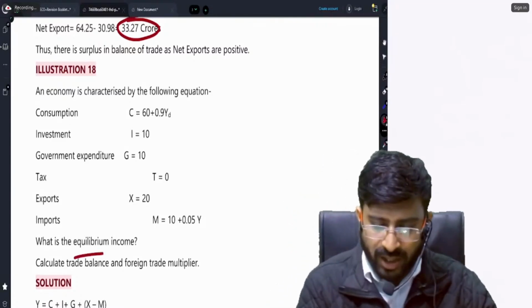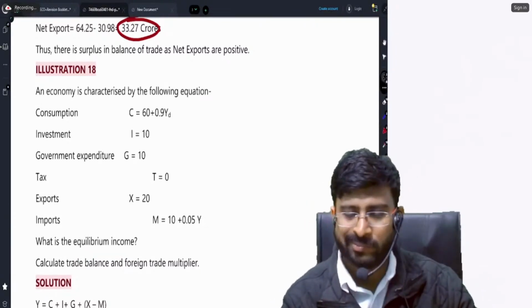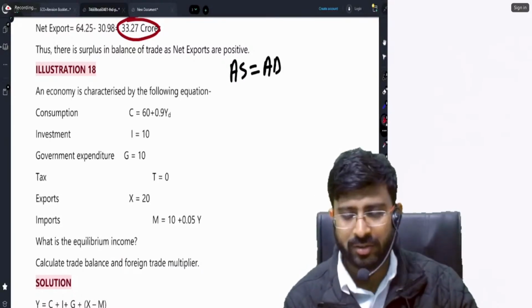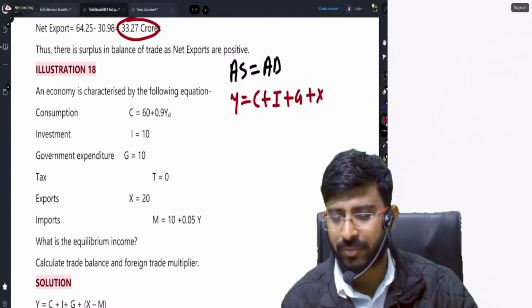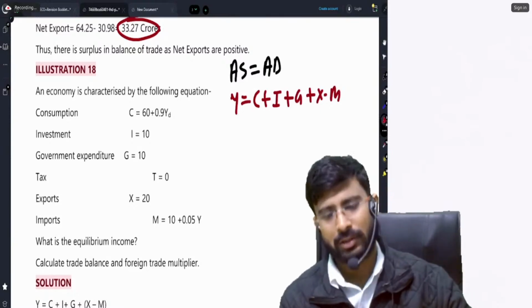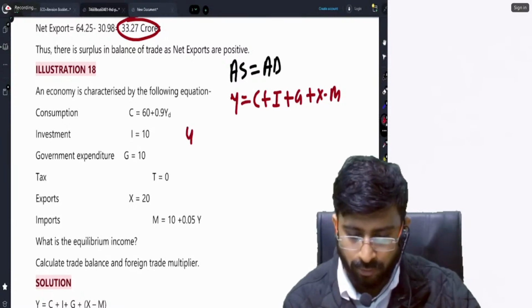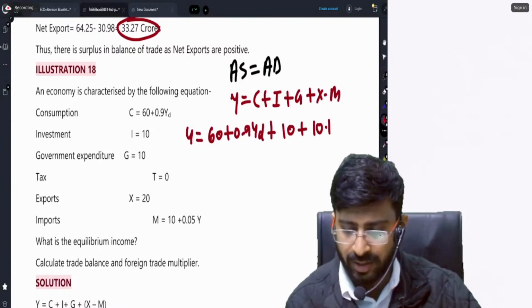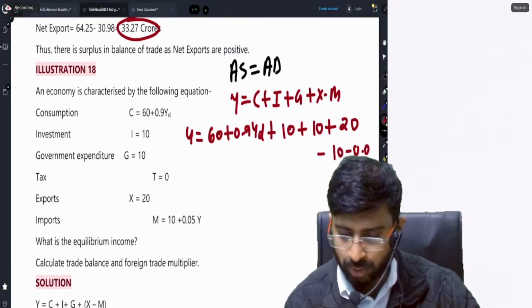Okay, let's go. What is the equilibrium income? Now, friends, if they were to ask me about equilibrium income, I would tell them AS equals AD. Now, AS is equal to national income Y and AD is C plus I plus G plus X minus M. Now, Y equals C, which is 60 plus 0.9 YD, plus I is 10, G is 10, X minus M. X is 20, M is 10 plus 0.05Y.